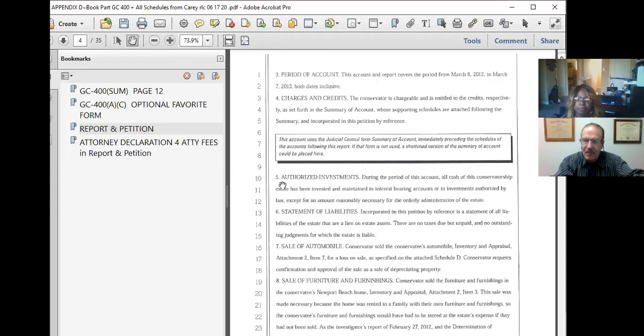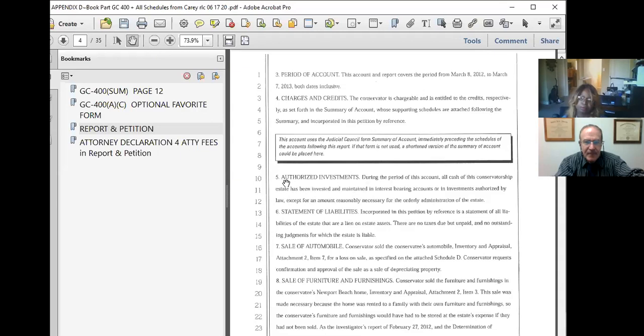Your fifth item. Okay, so one thing that's really important is some of these items that I'm going to list on here, you may not necessarily have. If you don't have them, most of them, you just would not include. So my number 5, which talks about investments, if you don't have any investments, you will go down to statement of liabilities, or you will go down to a sale. You won't list authorized investments and then leave that paragraph blank. So only include what would apply to your case.